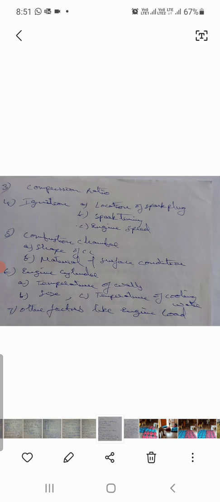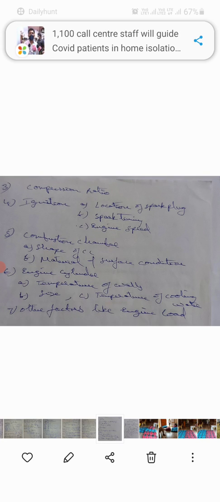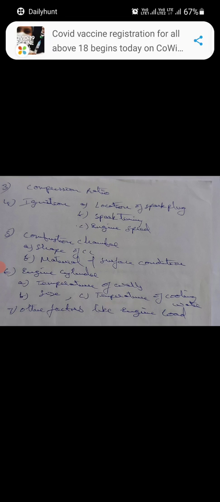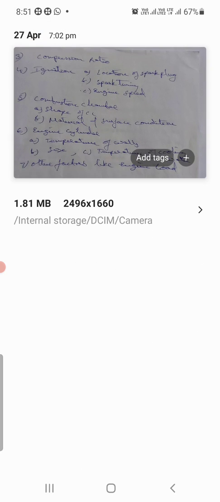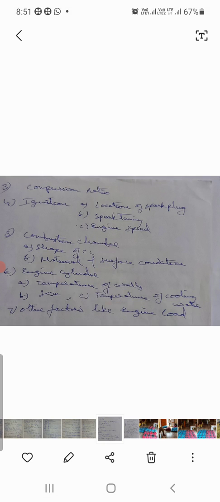And the next point is the compression ratio. The compression ratio should be appropriate for proper combustion and to avoid any knocking or detonation effect. Next, ignition. Ignition means we provide the spark plugs. The spark plug plays a very important role here. We can't provide the spark plugs wherever we want. It has to be provided in the proper location. There should be an exact timing for the ignition, so that there is no delay, to avoid the knocking effect.